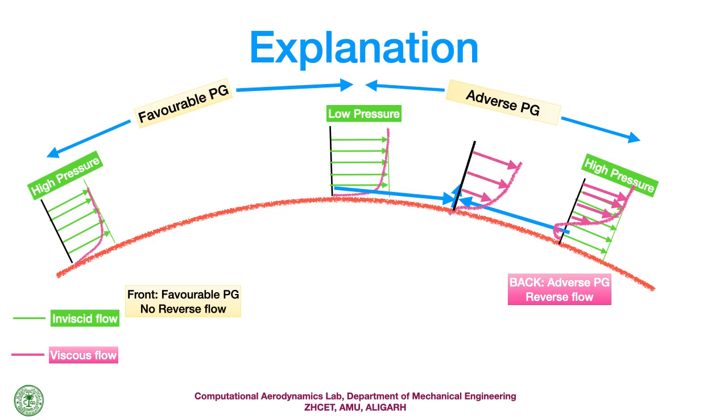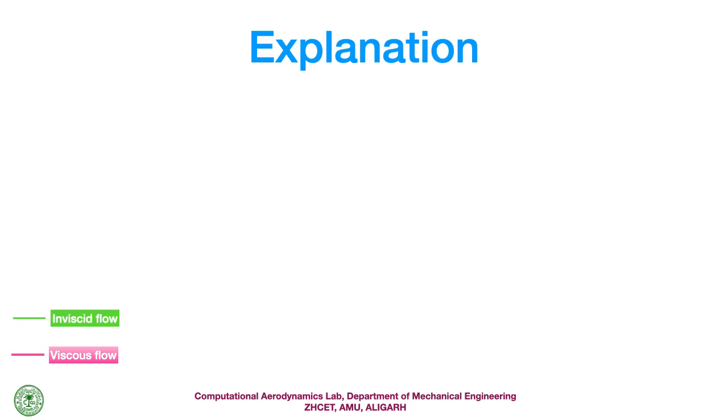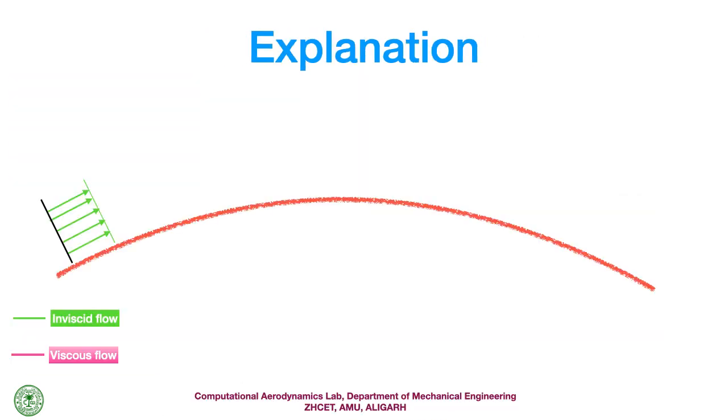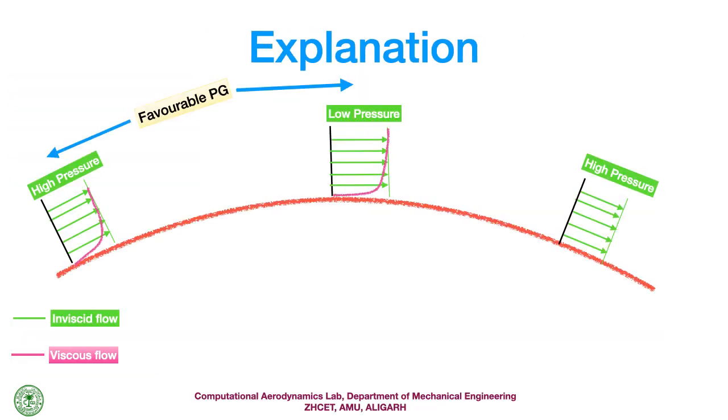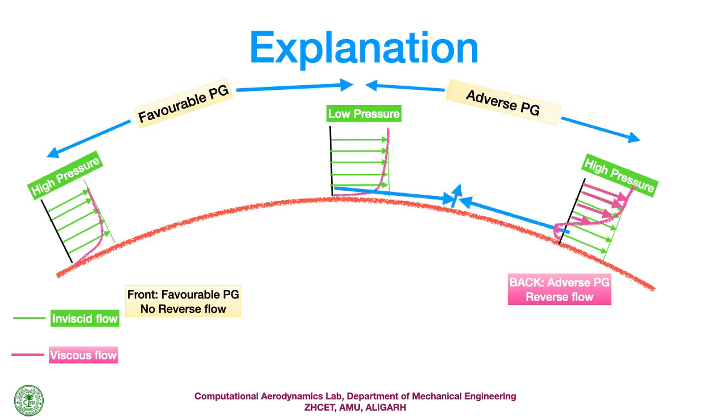So this is going to happen. At this point, if I try to draw the velocity profile, it will be like this, where if I magnify, you will see that del u over del y is 0 at this point, and this is called the point of separation.